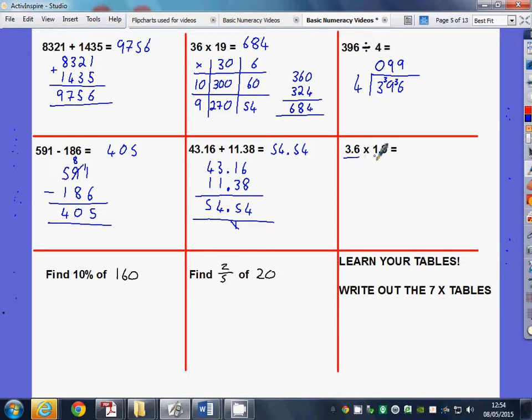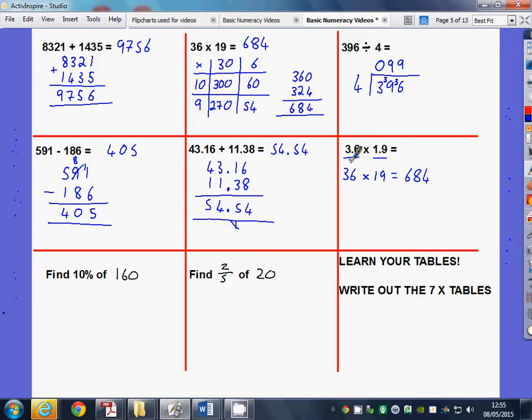I've done it again, look, 3.6 times 1.9. Now, usually, if we hadn't already done a similar one for question 2, we would multiply both of these numbers by 10 to make them nice whole numbers without decimals. So that would, times both of them by 10 would give me 36 times 19. I've already done that. It's 684.